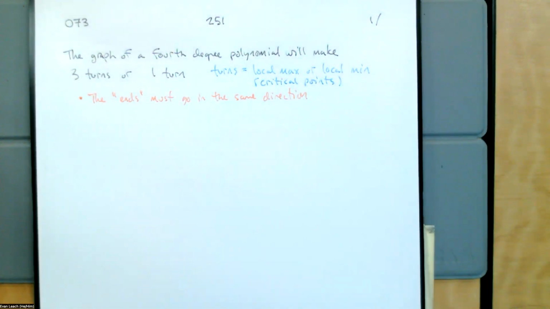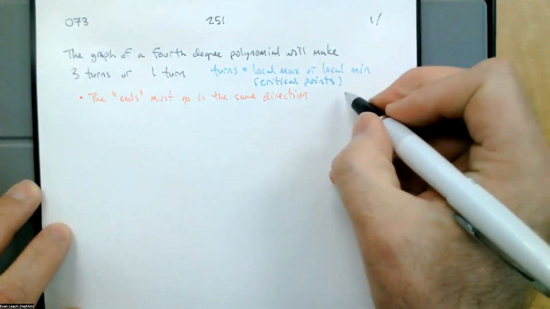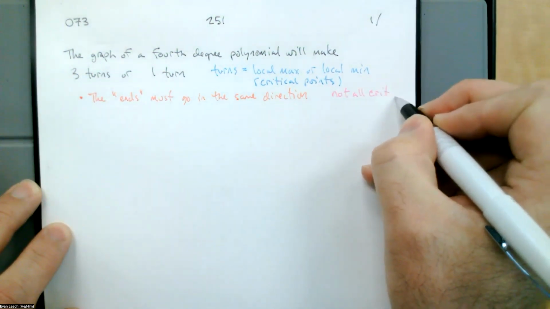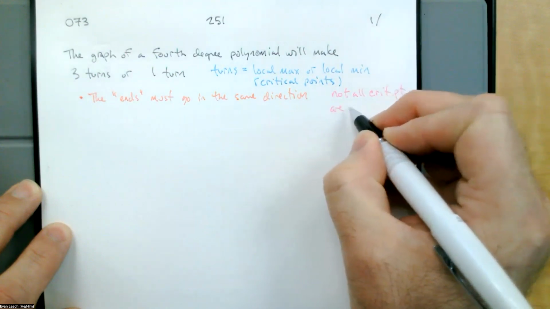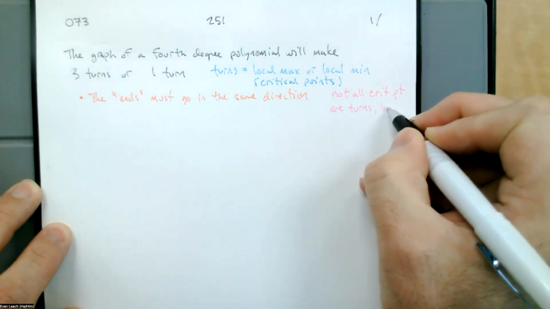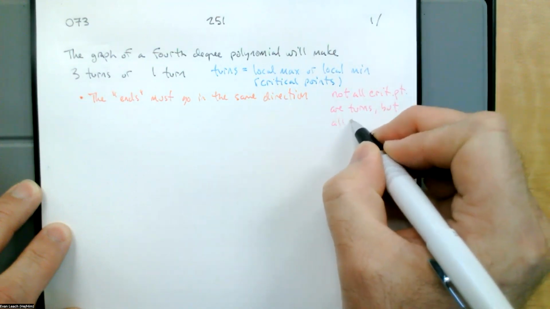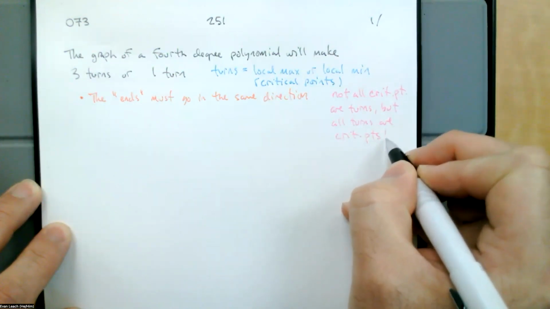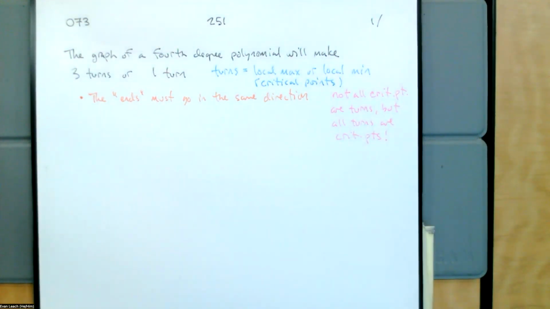We should note that not all critical points are going to represent turns, but all turns will be represented by critical points. Not all critical points are turns. But all turns are critical points. So we do want to make a note that not all critical points represent turns, but all turns will be critical points.